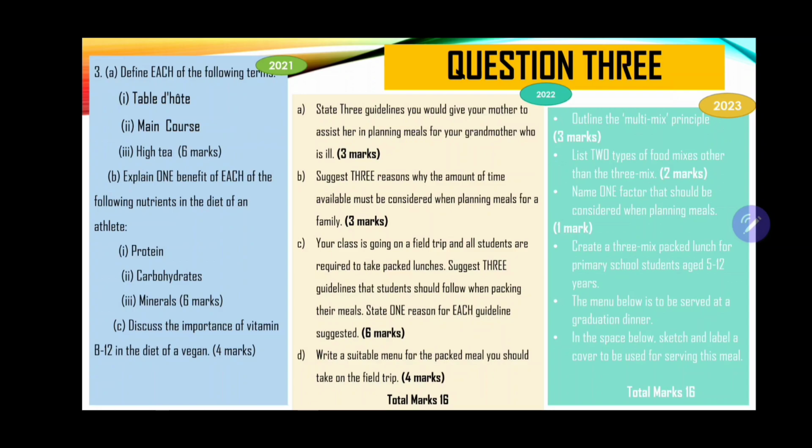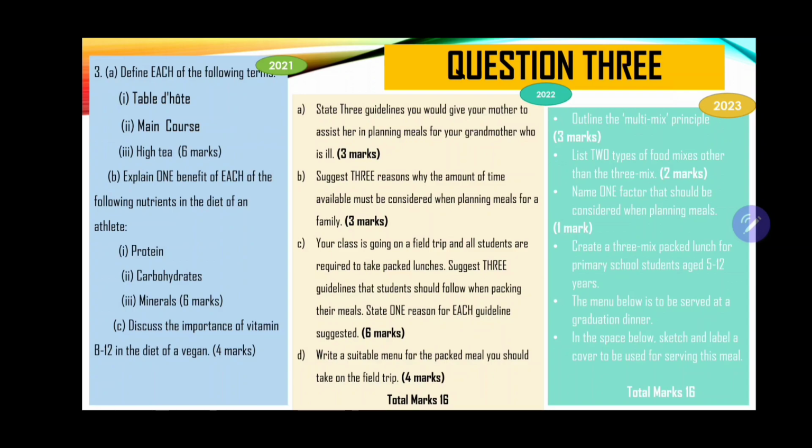But over in 2023, you see where they ask you to outline the multi-mix principle. So you should state the definition, you're outlining the definition, and you may also give one or two examples of what a multi-mix principle may look like, because this question is worth 3 marks. So you outline the definition, you outline examples of the different mixes, but when we start looking at the answer to the 2023 question, you'll have a clear understanding of what I'm talking about, right?